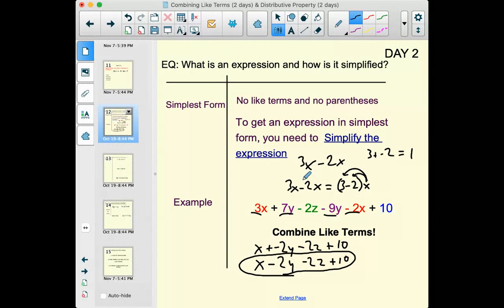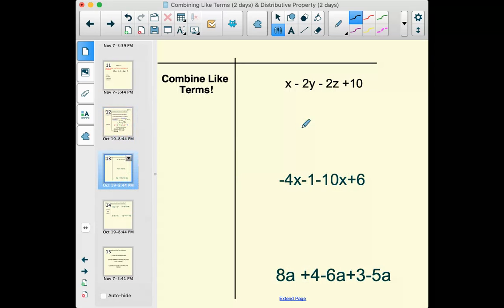We don't have any like terms anymore because we combined them, and we don't have any parentheses. All right, so let's try that here. If I look for like terms, this has an x, this has a y, this has a z, and this has a 10. That tells me none of these are like terms. One of the things that people are going to be tempted to do is try to combine things that aren't like terms and put those together and get an XY term. You do not want to do that. If there are no like terms, leave it alone. It's already simplified.